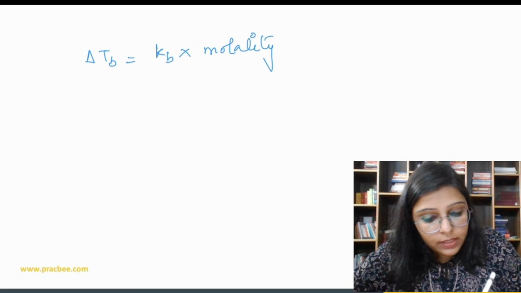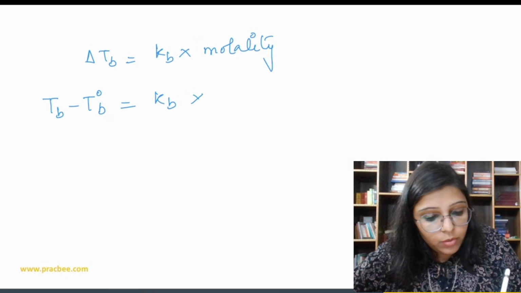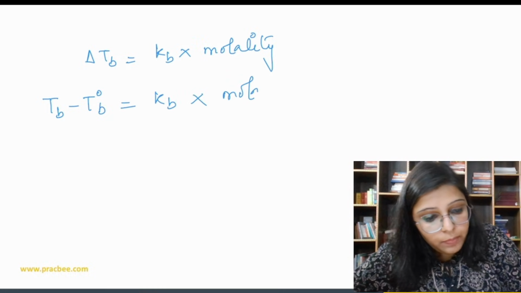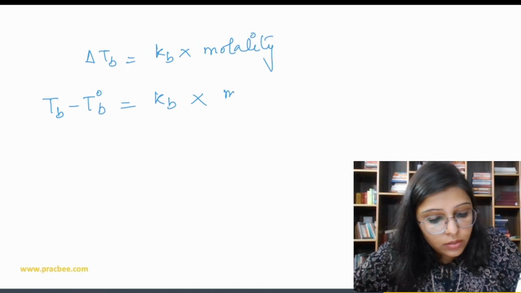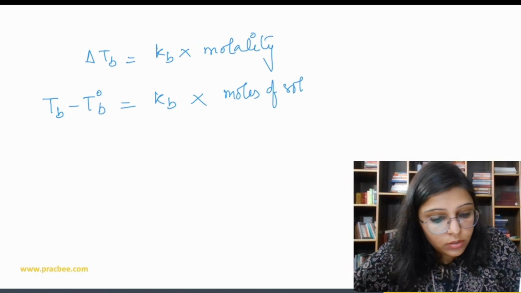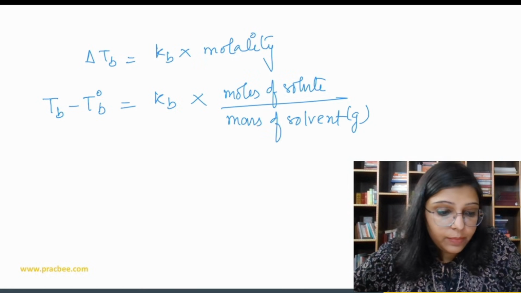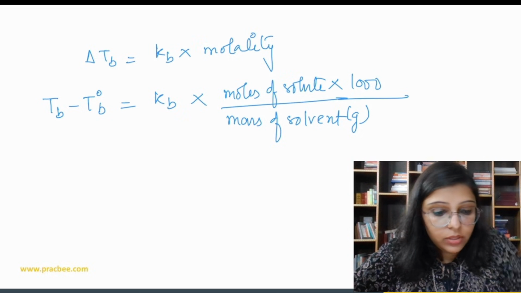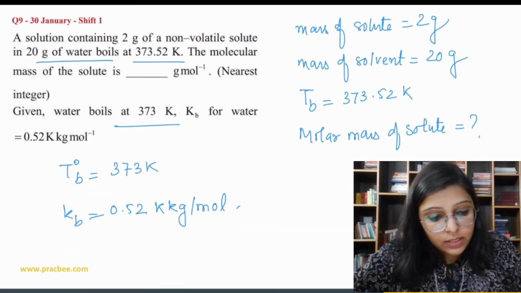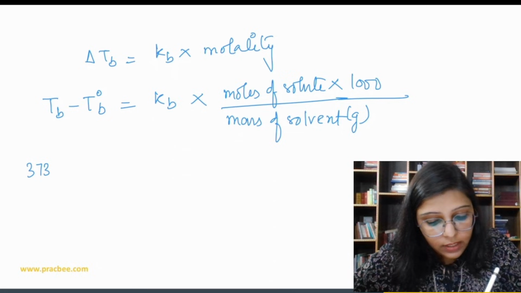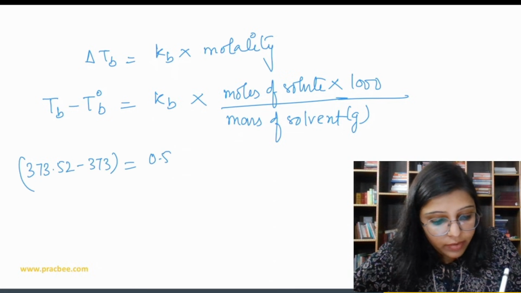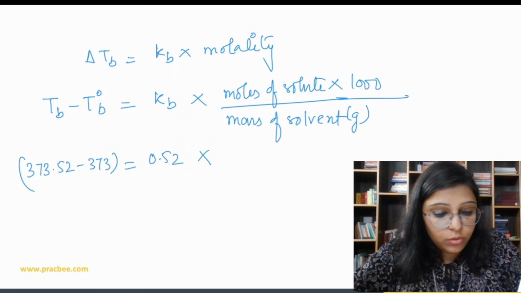So delta TB is TB minus T naught B, which is Kb into molality. In terms of moles, molality is moles of solute divided by mass of solvent. If mass of solvent is in gram, then multiply the numerator with 1000. So TB minus T naught B, 373.52 minus 373, is equal to 0.52 into moles of solute.